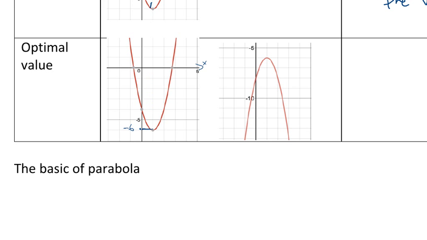I have a question. For optimal value, why do you say the Y is the one at the bottom? Because the first one was the X, down there, but now it's Y. That's right. The first one is the axis of symmetry, this is the optimal value.